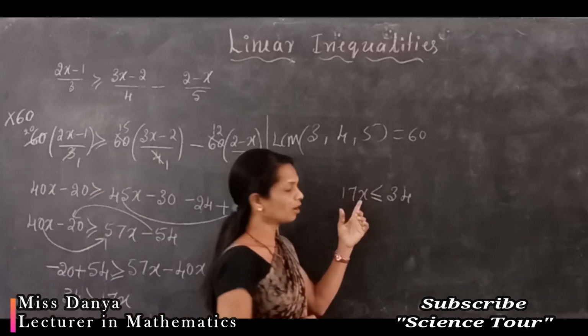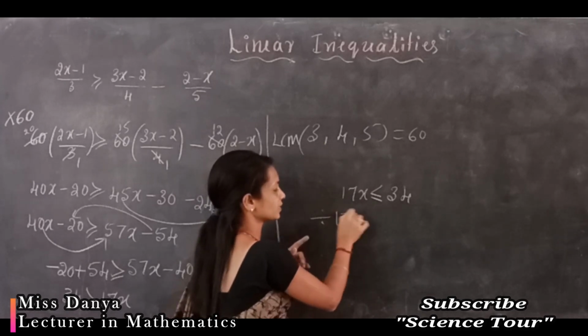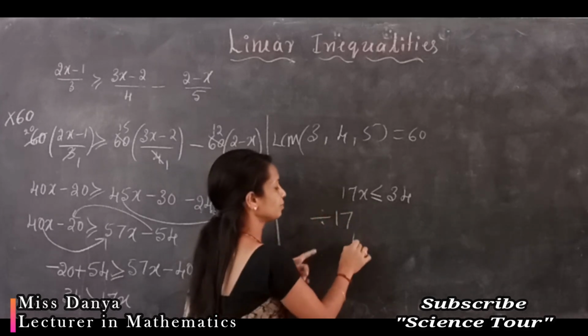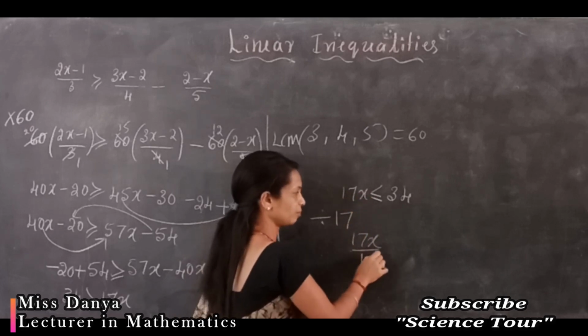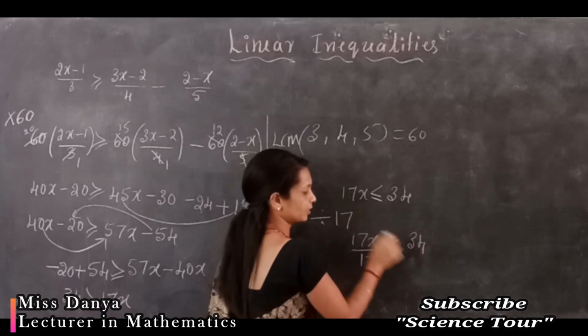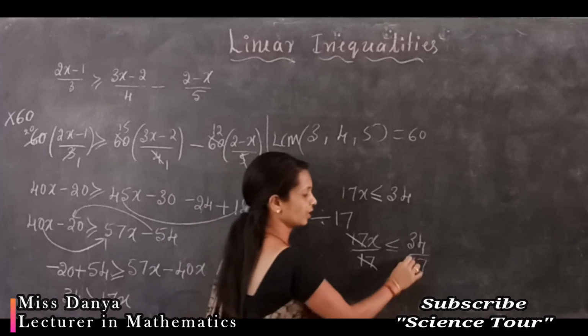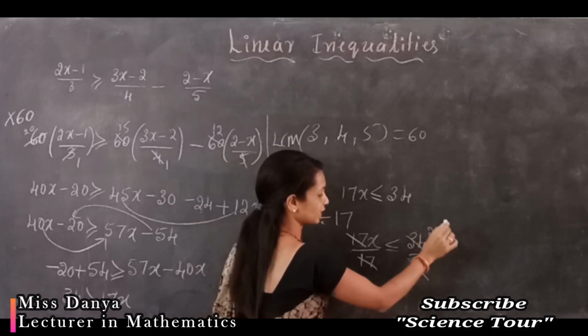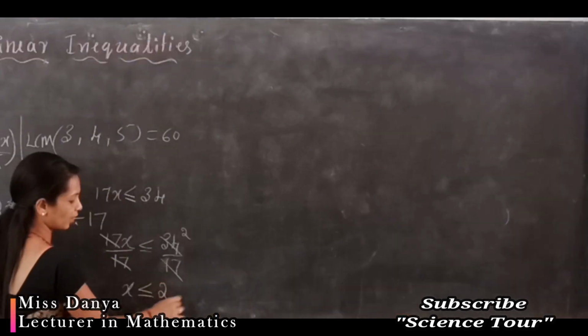Now the coefficient of x you have to make 1 by dividing by 17. So divide by 17 on both sides, and you will get 17x divided by 17 less than or equal to 34 divided by 17. Here 17 by 17 cancels, and 17 twos are 34, so x is less than or equal to 2.